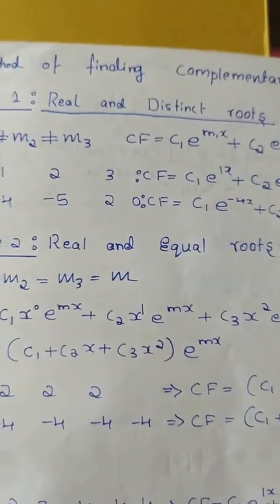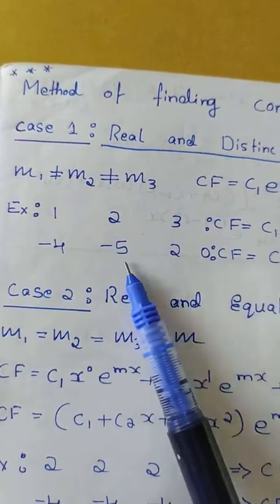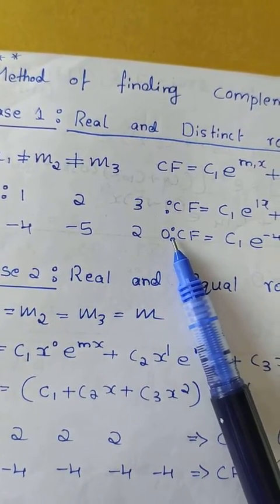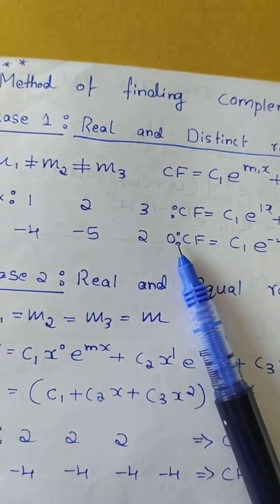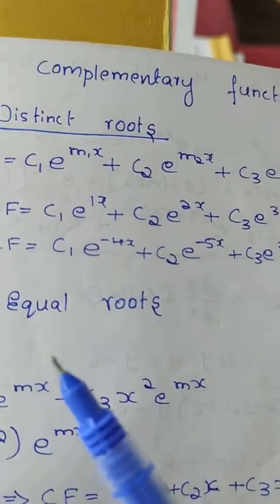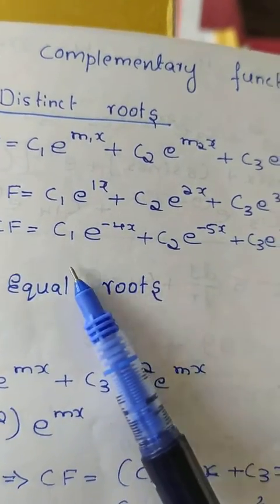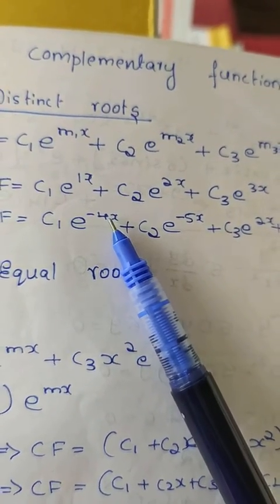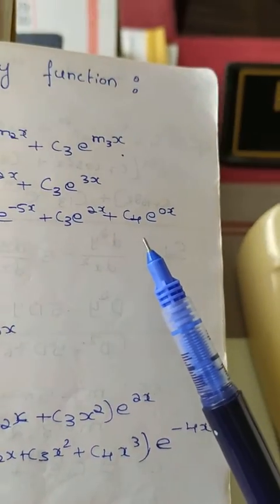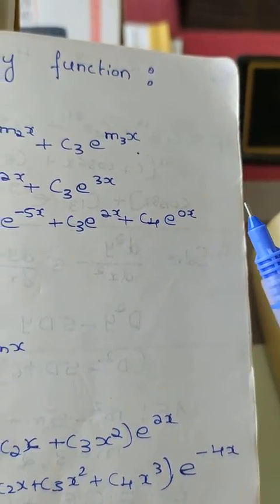Next up, -4, -5, 2, 0. How many roots are there? 4 roots. That means you have to take 4 arbitrary constants, C1, C2, C3, C4. Now CF is C1 e power -4x plus C2 e power -5x plus C3 e power 2x plus C4 e power 0x.